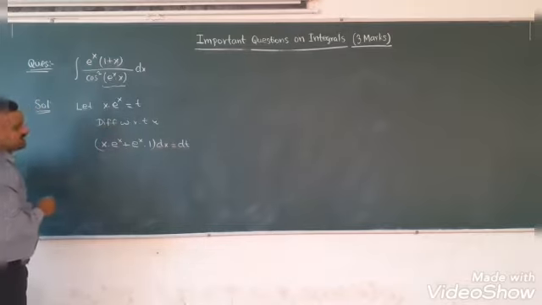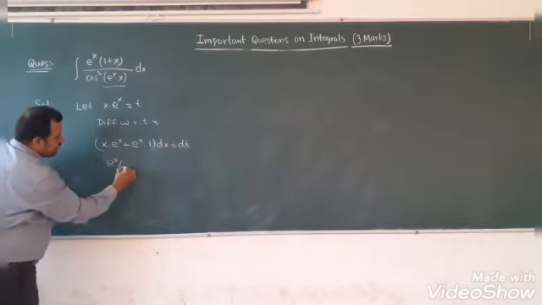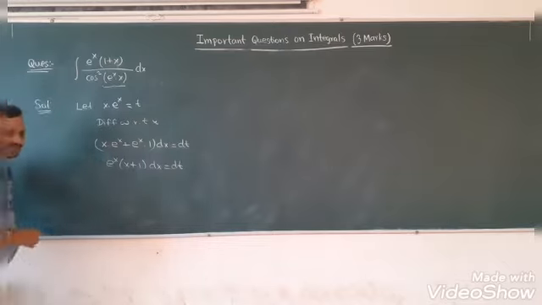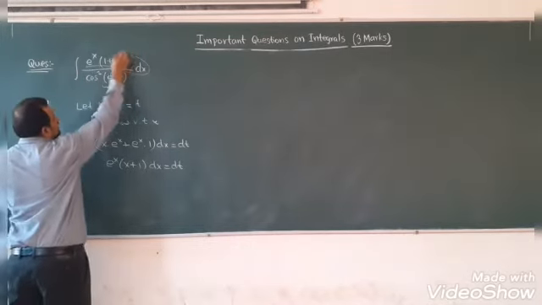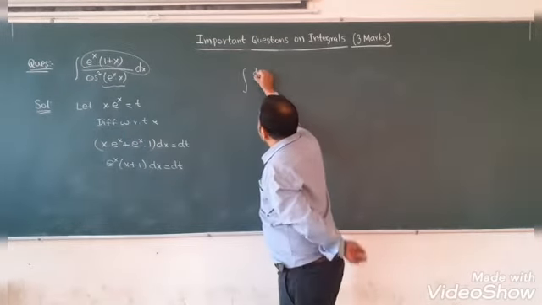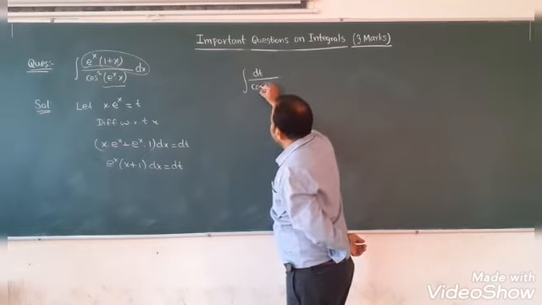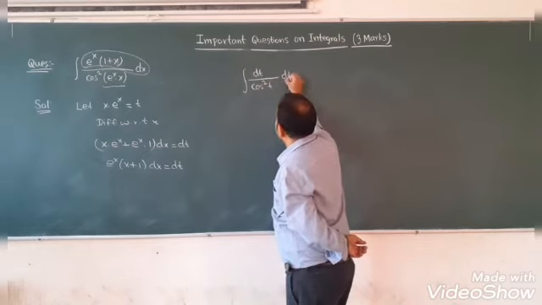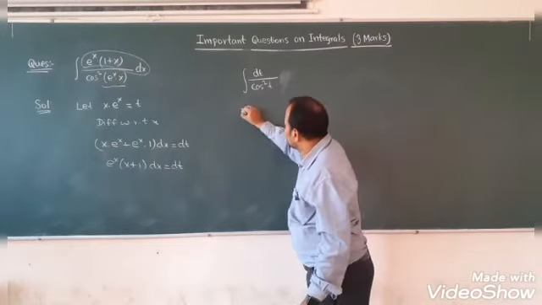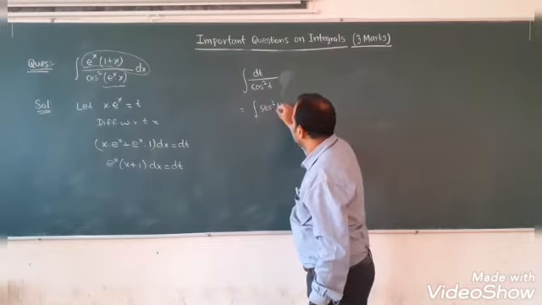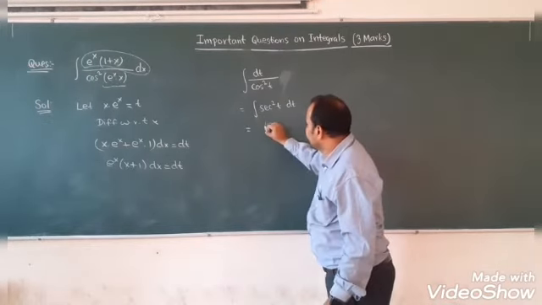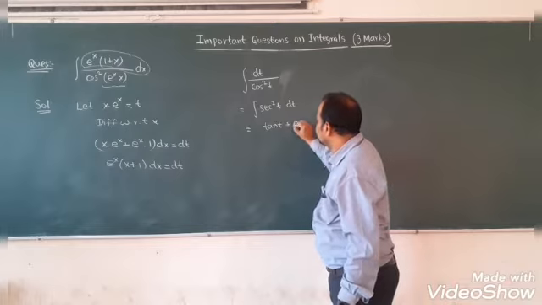So I think we can take something common. E power x we can take common. E power x into x plus 1 dx is equal to dt. So you can see here, this is nothing but dt. So this we can write as integral dt divided by cos square t. Already dt I have written. Now 1 by cos square is nothing but secant, so secant square t dt will come. What is the integral of secant square t? It is tan t, plus c.